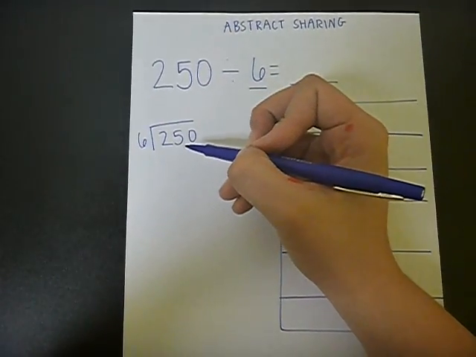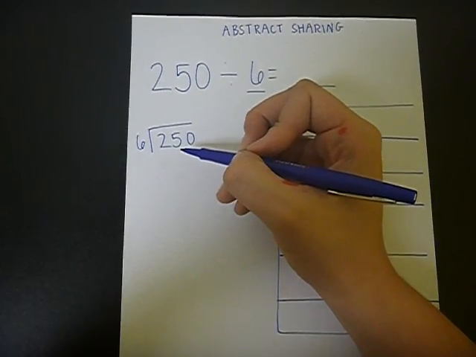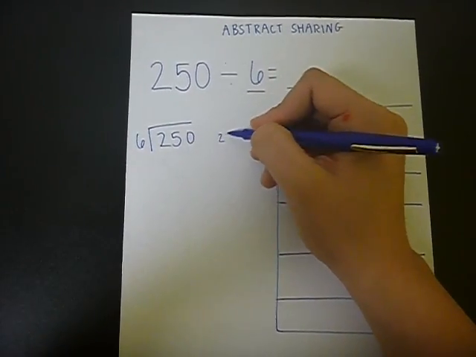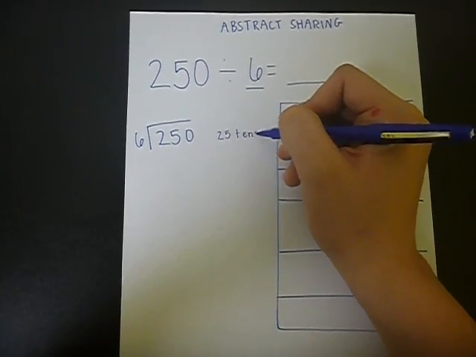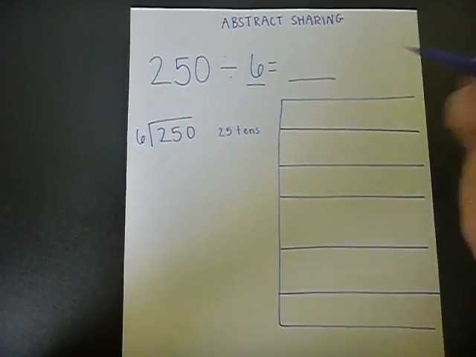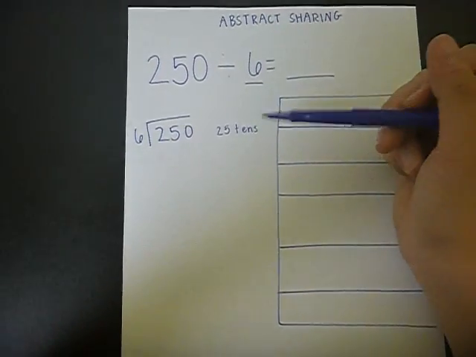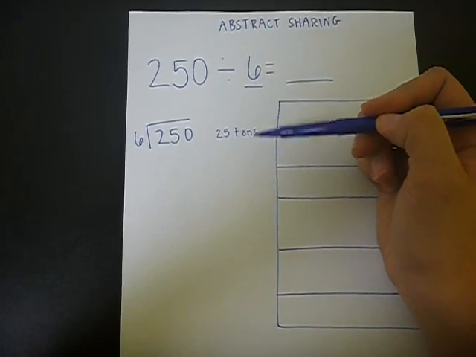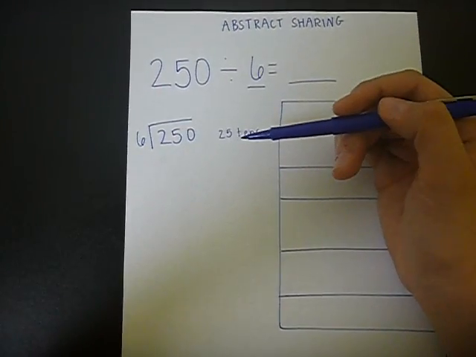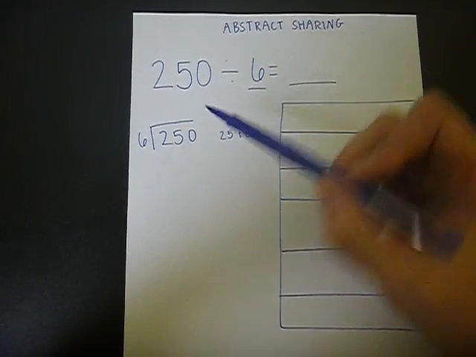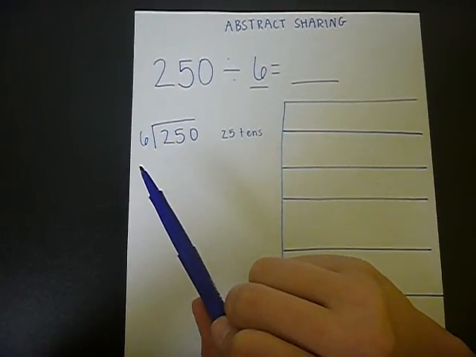If I look at my tens place, that means that I have 5 tens and 2 hundreds. I can also see that as 25 tens. I jot it down to the side because it's easier for me to keep track of my thinking. Now I'm going to ask myself the similar question. If I have 25 tens, can I share out my 25 tens into 6 groups evenly? Well, I can't share them out evenly because 25 is not a multiple of 6.